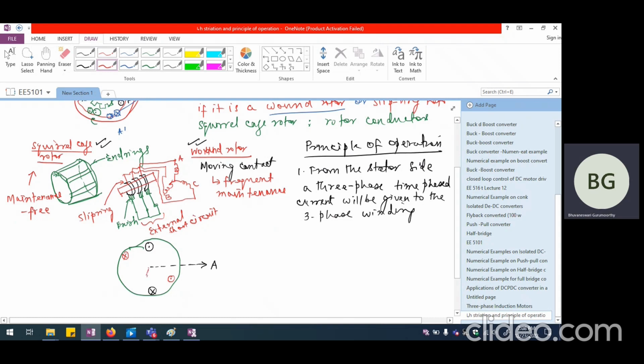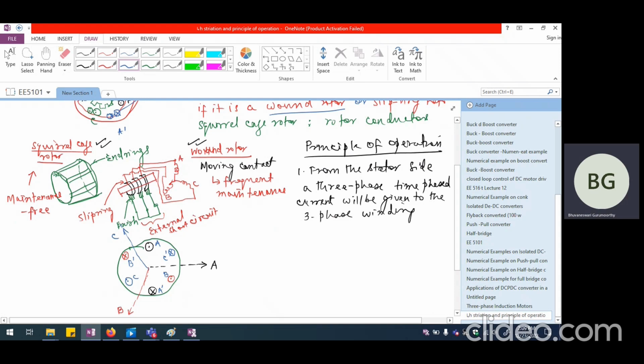We are going to have the B phase winding at 120 degrees. So this is going to be the B phase axis. And we are going to have the C phase axis somewhat like this. So this is going to be dot and this is going to be cross for the C phase. So we are going to have the A phase, B phase and C phase axes like this. So this is A dash, the return path. This is going to be B and this is B dash, the B phase return path. And this is going to be C and this is C dash. This is how it is going to be.